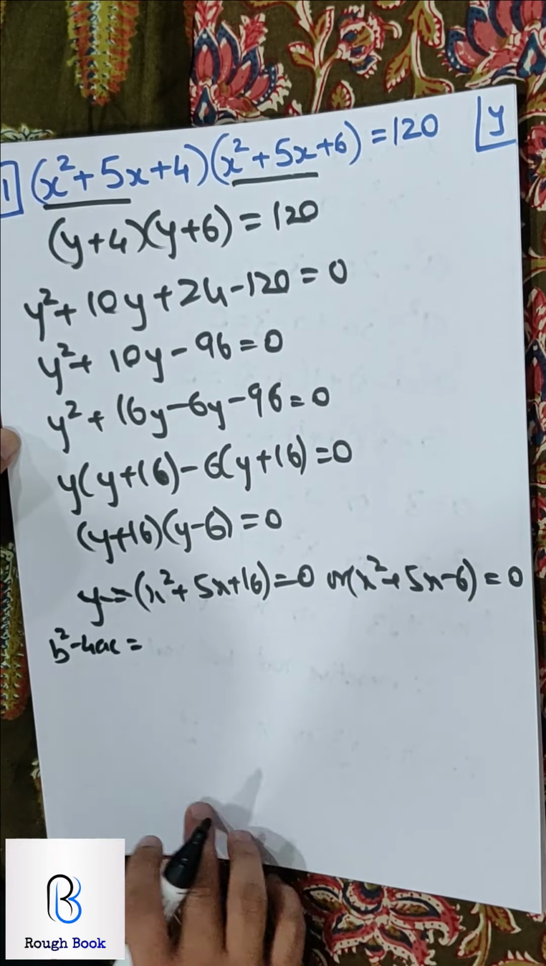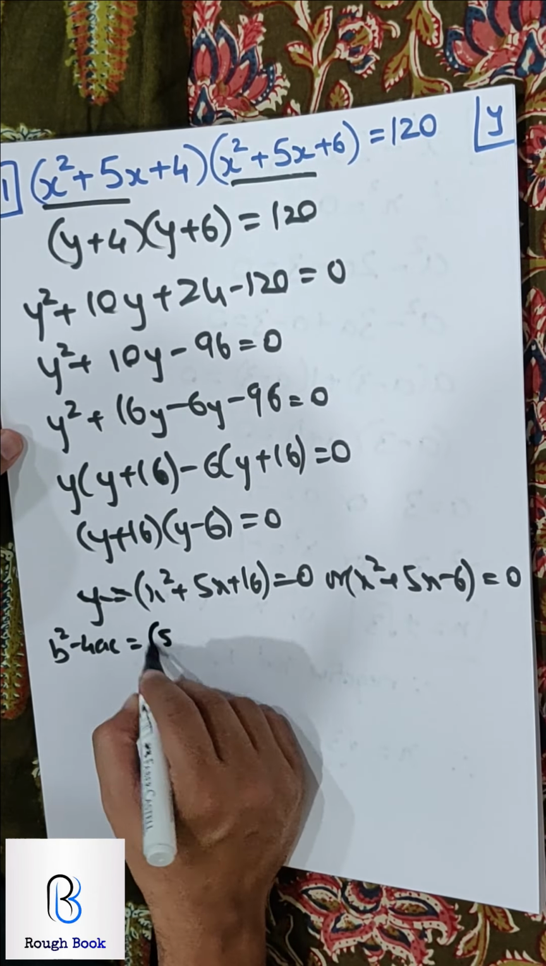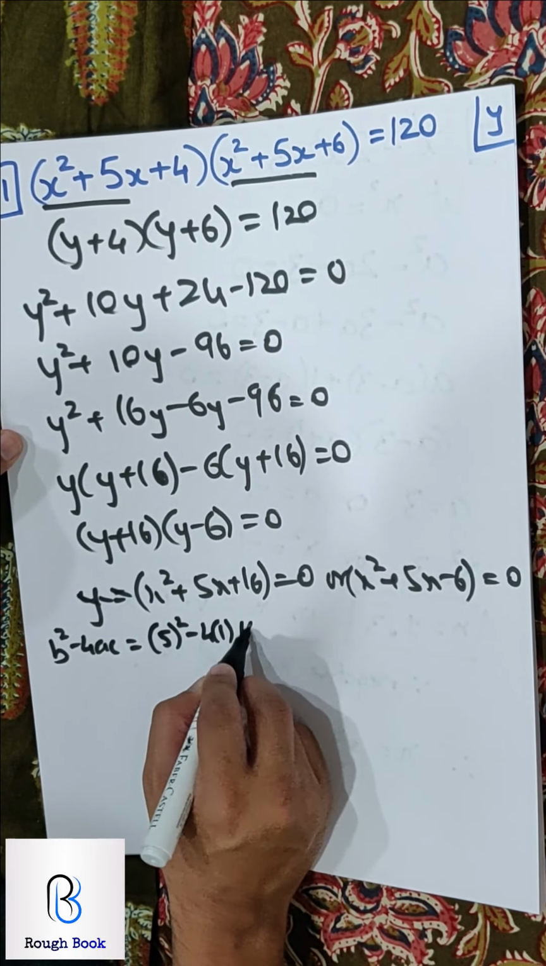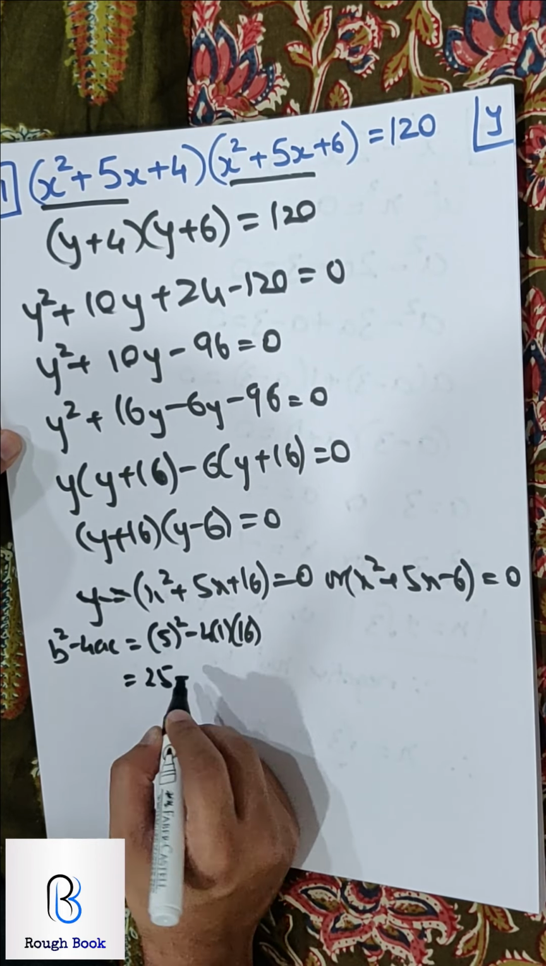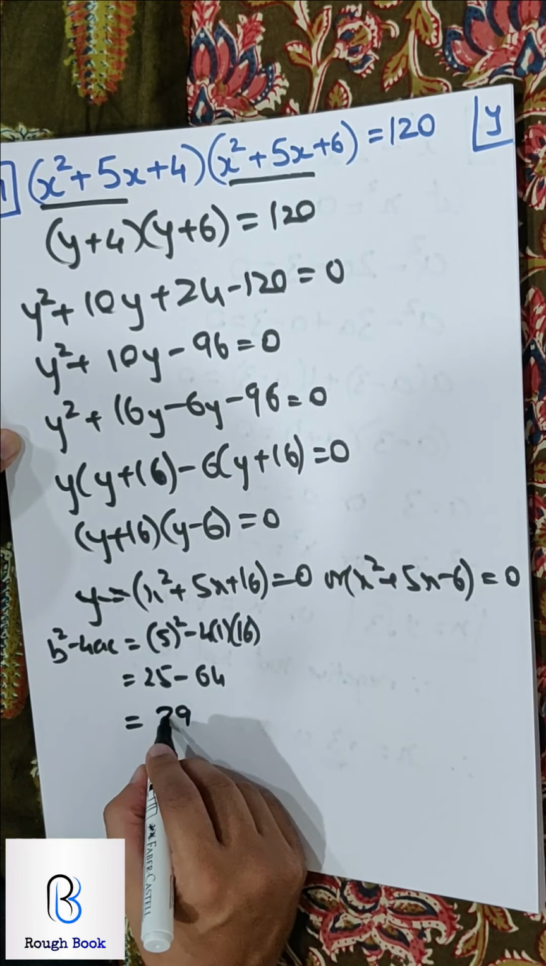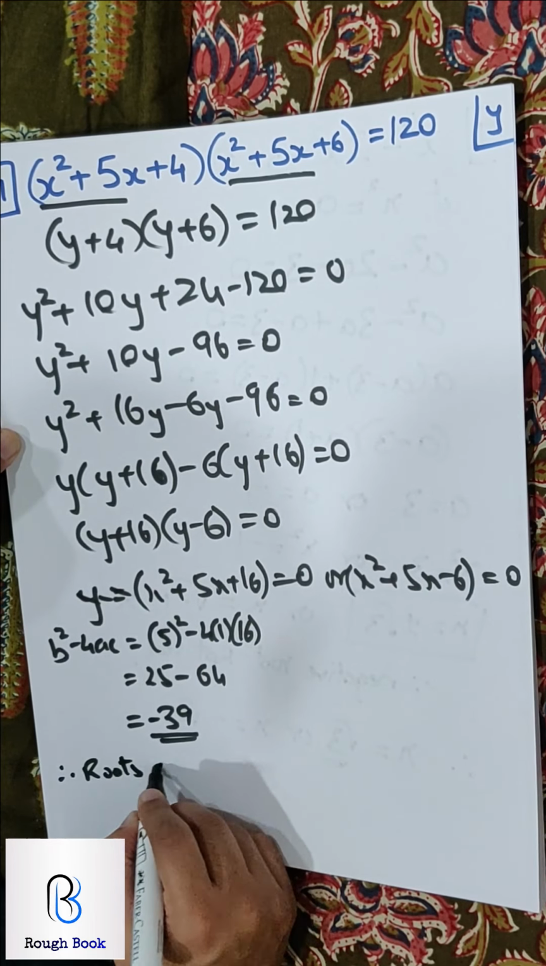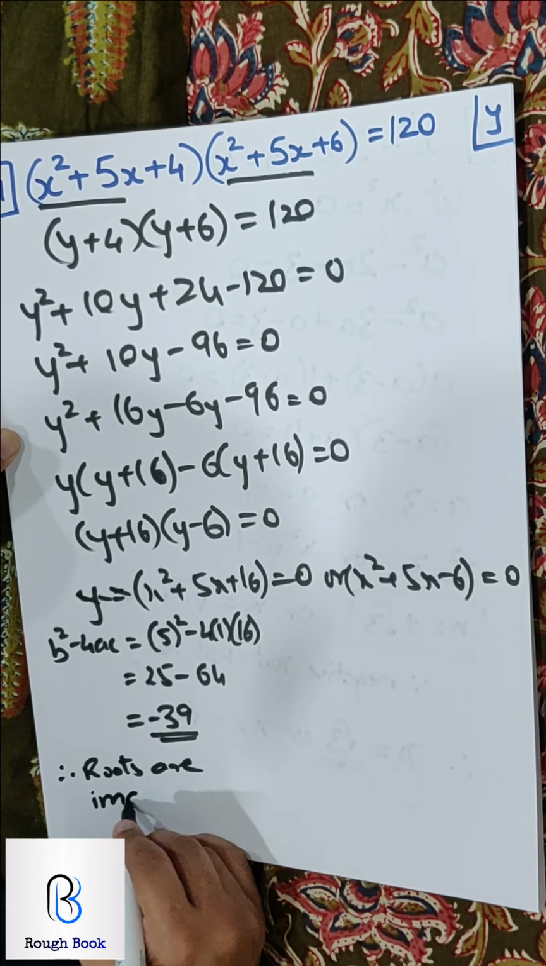What if you get this negative? Then this is imaginary. You have to stop there. So I'll get 5 square, 4 into a into c. So that is 25 minus 64. So that gives me negative 39. So you say therefore the roots are imaginary.